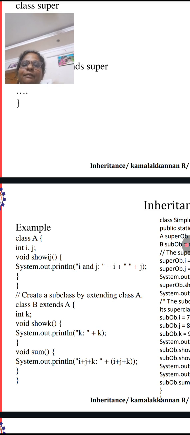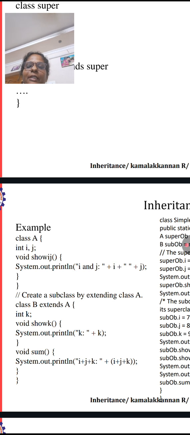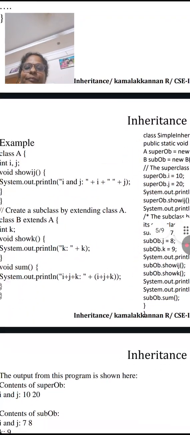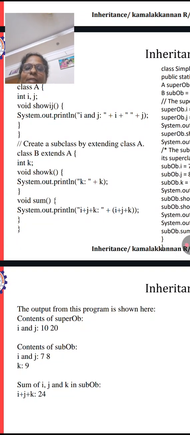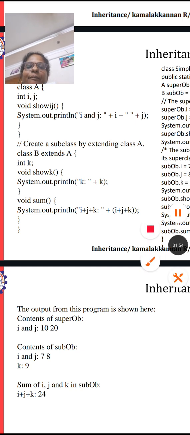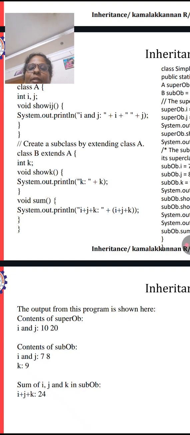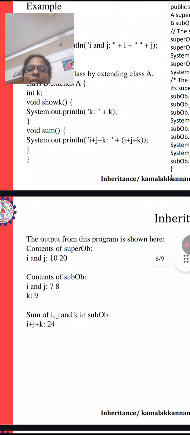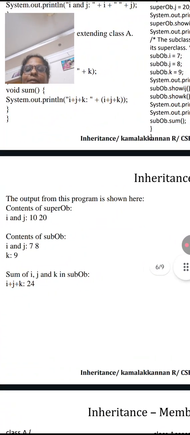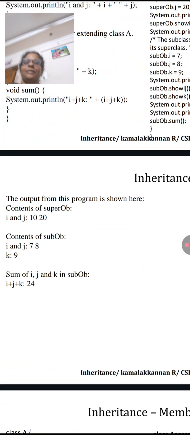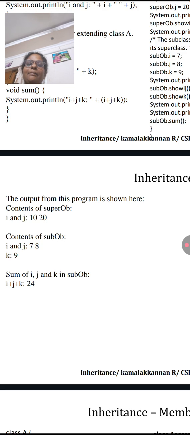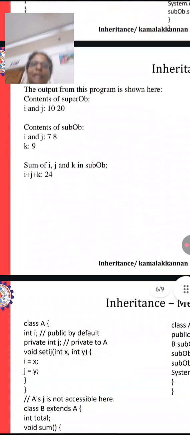Class B is extended from A. Here we declare the variable k, and show the sum of the values. Finally we can print the i value, j value, and k value. So the derived class is applied based on the base class. The output of the program shows the i and j values, the base values inherited from the superclass, the parent class. Based on that we can access the values and calculate the sum.